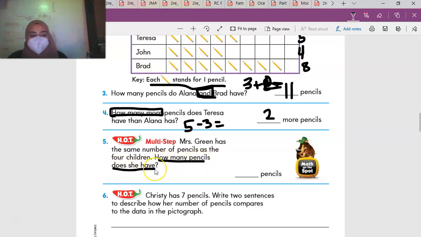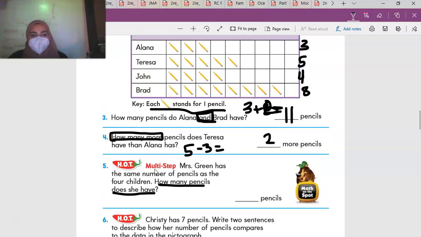Hold on. Mrs. Green has the same number of pencils as the 4 children. So they're referring to this graph. So the 4 children: Elena 1, Teresa 2, John 3, and Brad 4. She has the same amount as all 4 put together. So that means we're going to add what? All of them. Elena plus Teresa plus John plus Brad. So I'm going to go ahead and count.